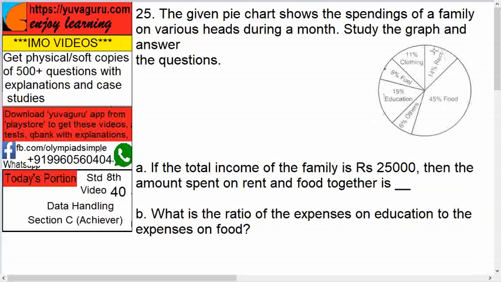Here, this is a pie chart. This is the total spending of a family on various items. So food, rent, clothing, fuel, education and others. Okay, these are the percentages. If you add all these percentages, they should come up to 100, because that's the meaning of pie chart.